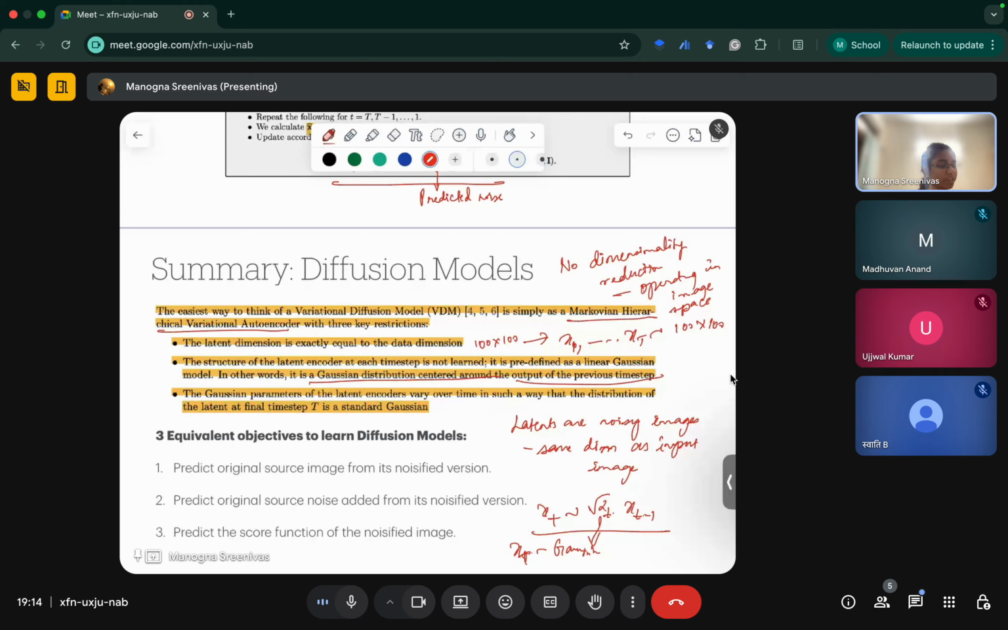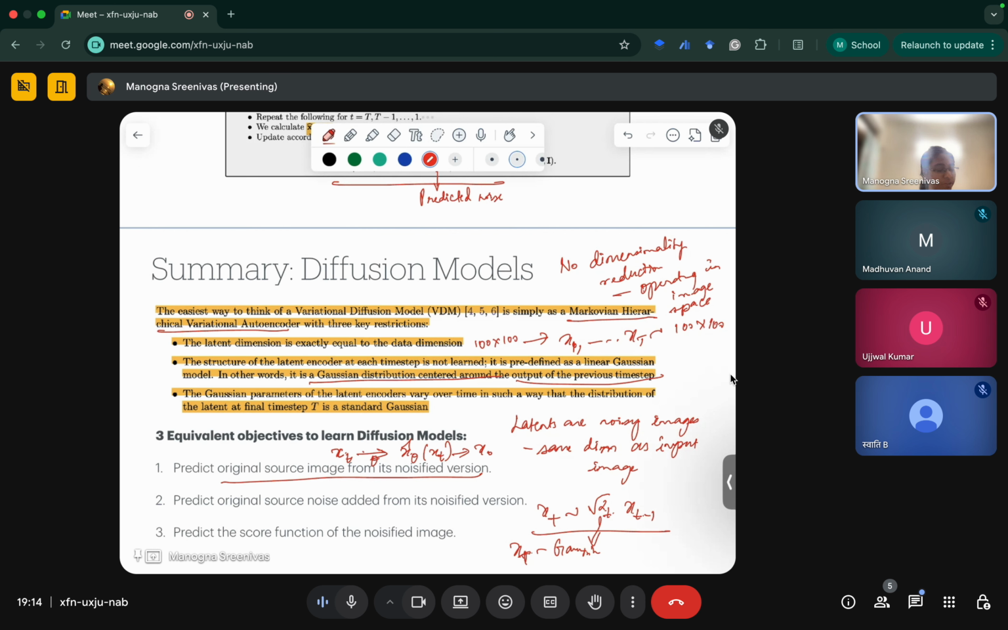Although the architecture, everything remains the same, there are three different equivalent objectives to learn diffusion models. One is to predict the original source image from its noisified version. That is, starting from some xt, you pass it through theta, you predict x cap t. You pass xt to the network and you expect it to mimic the original source.